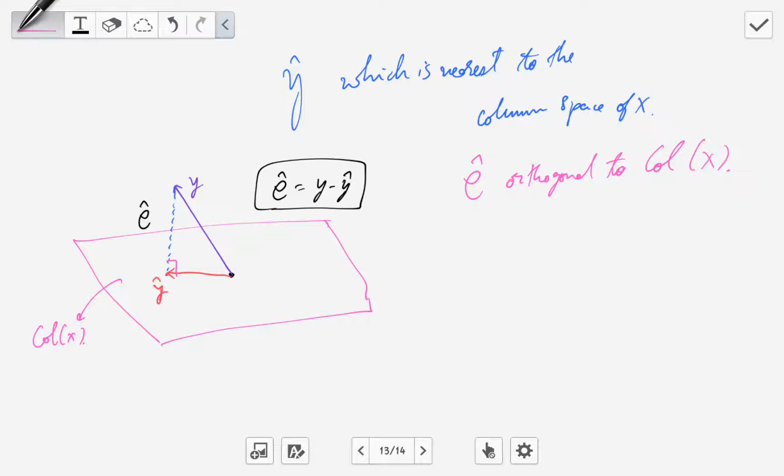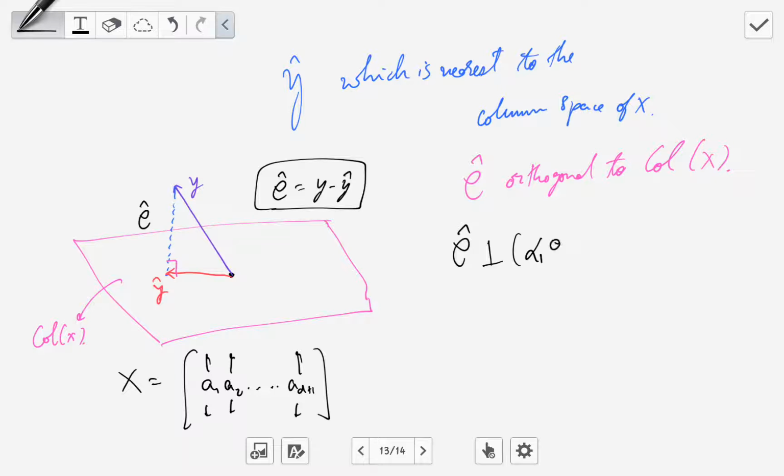Fine. So what we can say is E cap is orthogonal to alpha 1 a1 plus alpha 2 a2 and so on. Say X is given this way: a1, a2, so on up to a d plus 1. So we want E perpendicular to alpha 1 a1 plus alpha 2 a2 plus so on up to alpha d plus 1 a d plus 1.